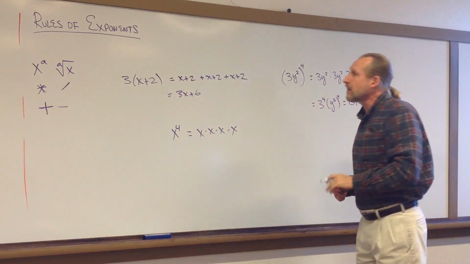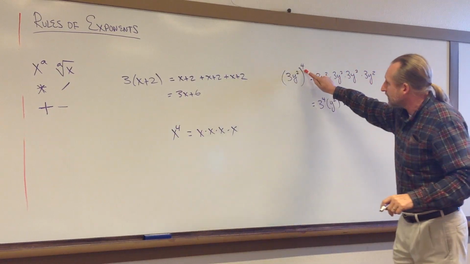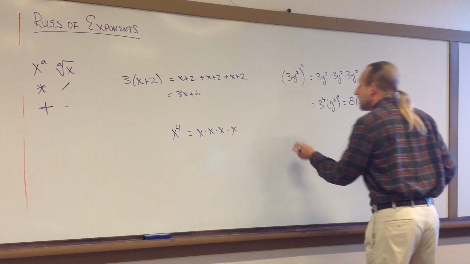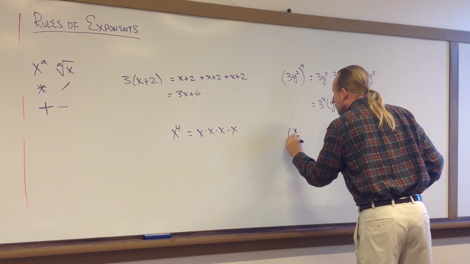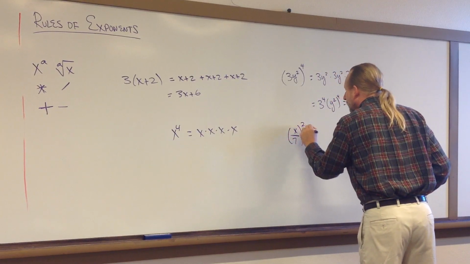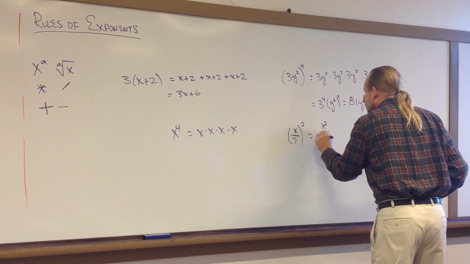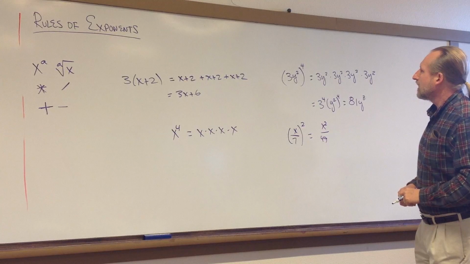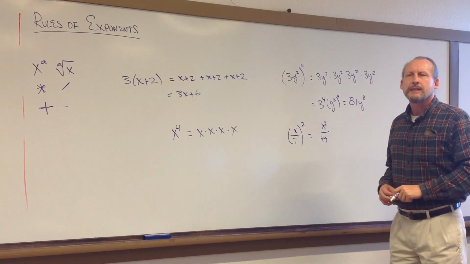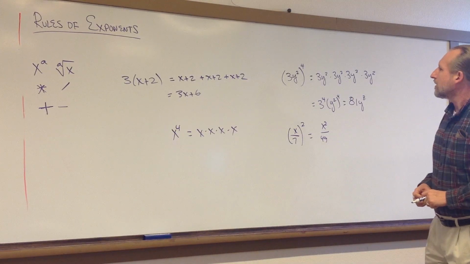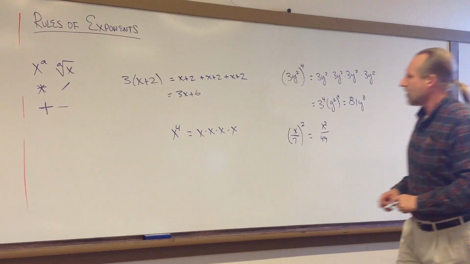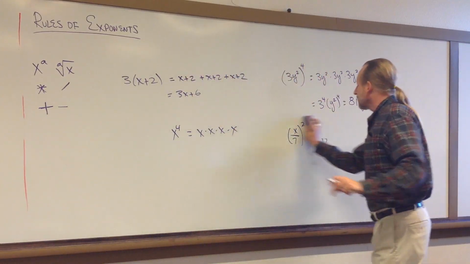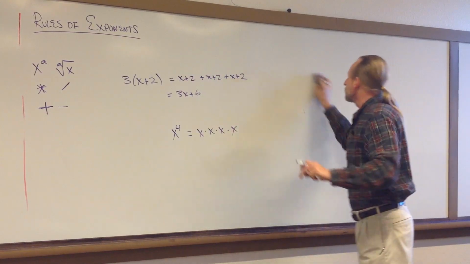So what I'm saying here is that you can distribute an exponent across multiplication or division. If you've got x over 7 squared, that's going to be x squared over 49. Okay? All right. So we'll come back to this in a minute. I just want to start laying out these rules of exponents.